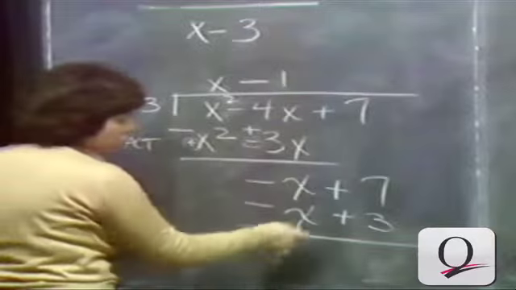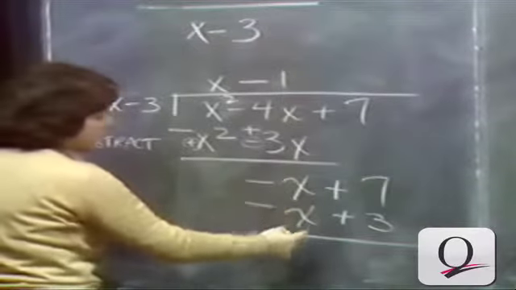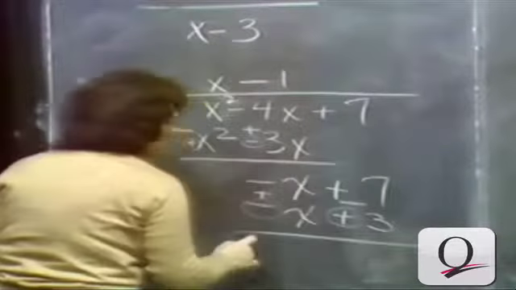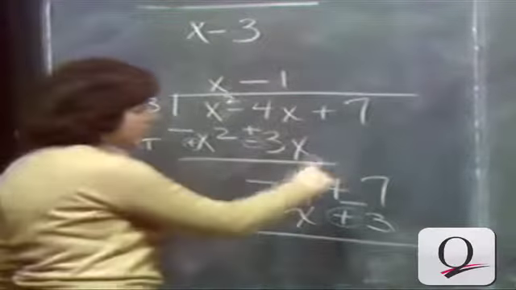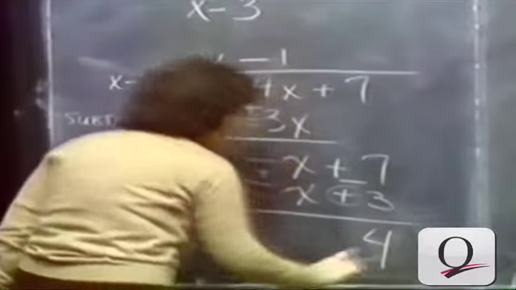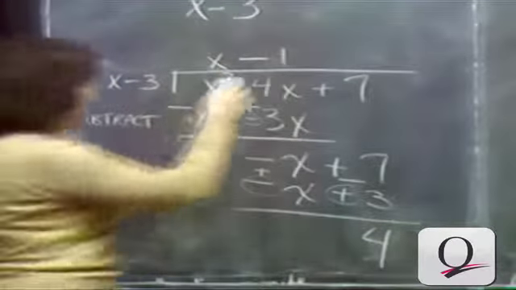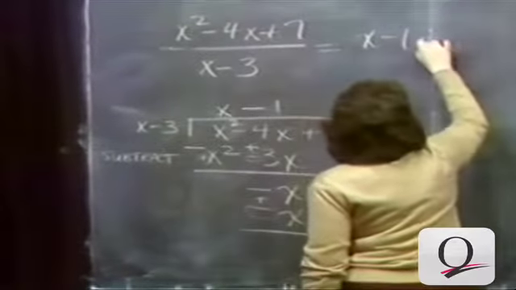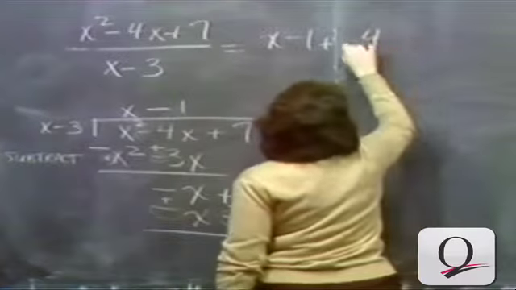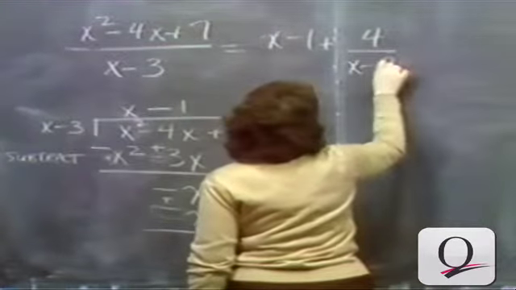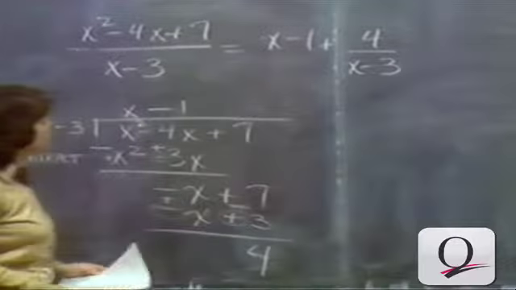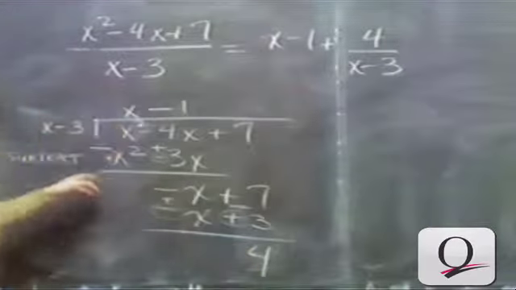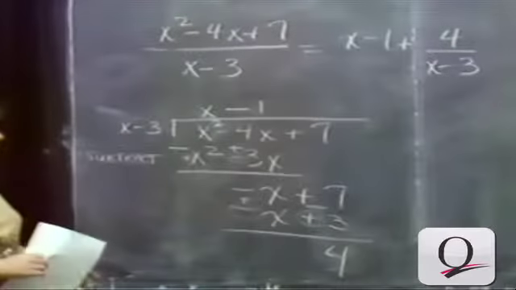Okay? Once again, you can either do it in your head, minus x, take away a minus x, they cancel out, or you can change the signs and add. Minus x and plus x, that's 0. 7 and a minus 3, of course, gives you 4. And that's as far as you go. And we write the answer as the quotient, x minus 1, plus the remainder, 4, over the divisor, x minus 3.